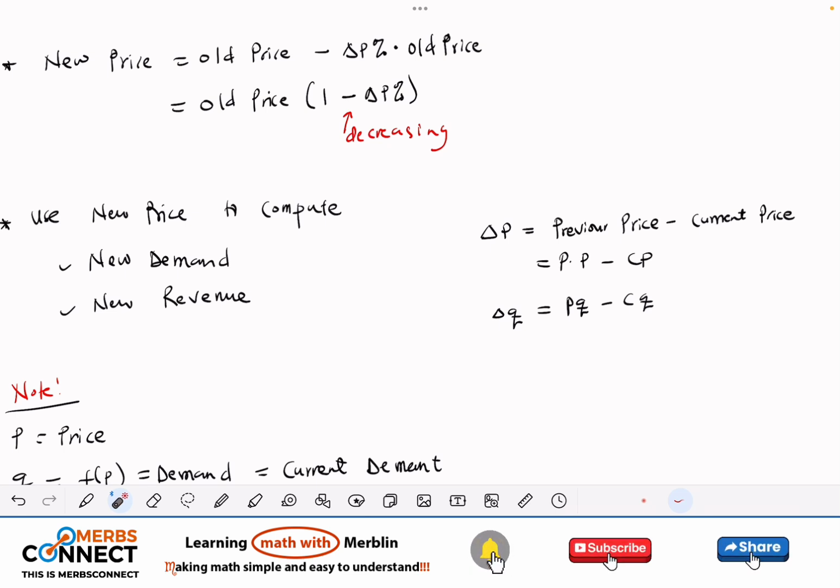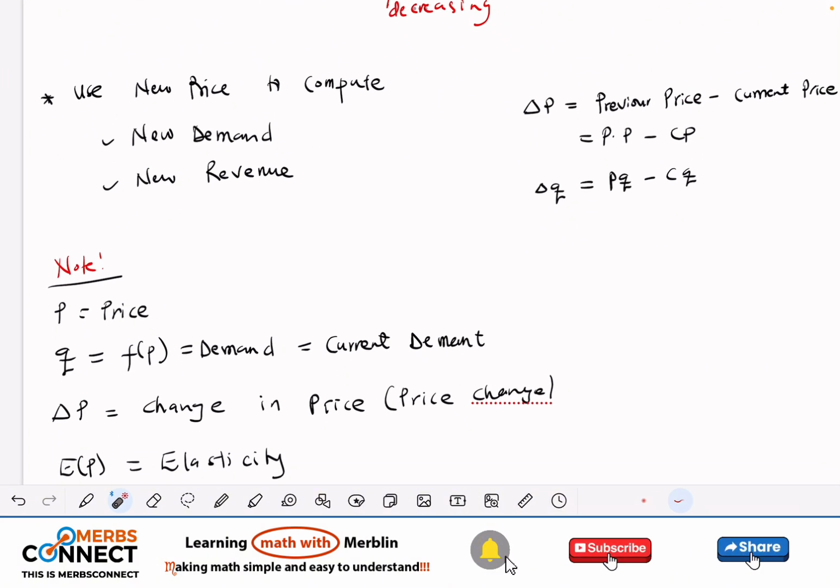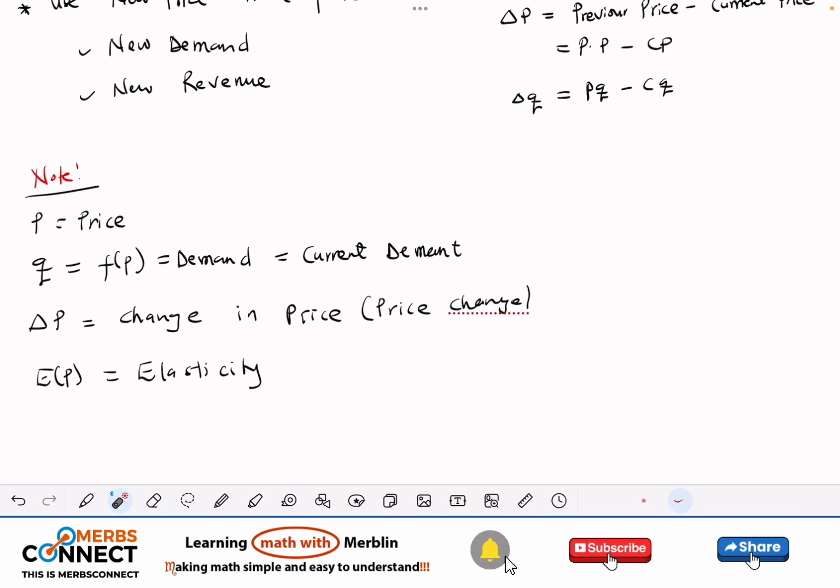Another thing that we need to learn is the change in price. If you want to know the change in price, it is the previous price minus the current price, PP and then CP. And then the change in quantity demanded, or the demand, is the previous quantity minus the current quantity, which is also going to give us the change. So we will take examples and then practice on that. P is the price. Q is the same as f of P, which is the same as the demand, or the current demand.